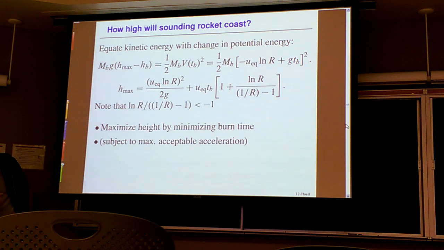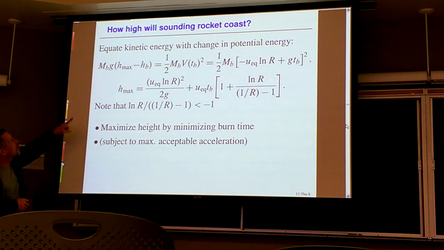Now, so far with the integrals, we've only looked at what happens during the burn, and that's not the important part. The burn, of course, takes you up some distance, but the main thing is it gets you going fast, and after that, you just coast. So you can just use conservation of energy to figure out how high you coast. If you assume constant gravity, then that's a real easy thing to do.